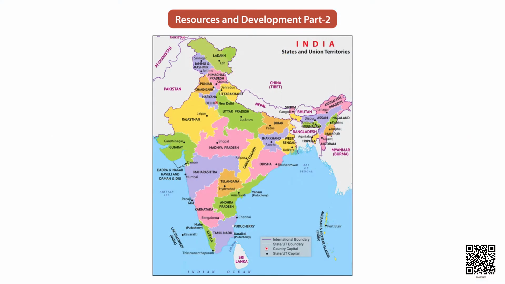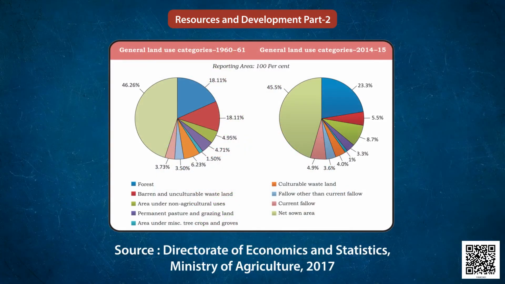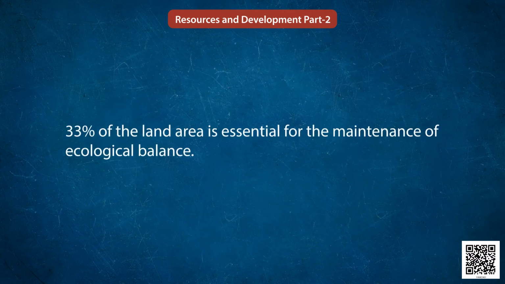However, the pattern of net sown area varies greatly from one state to another. It is over 80% of the total area in Punjab and Haryana and less than 10% in Arunachal Pradesh, Mizoram, Manipur and Andaman Nicobar Islands. Forest area in our country is far lower than the desired 33% of geographical area as it was outlined in the National Forest Policy 1952. 33% of the geographical area under forests is essential for maintenance of the ecological balance.